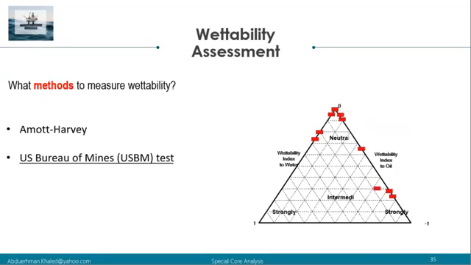And the second method is the USBM test. A centrifuge spins the core sample at stepwise increasing speeds, and the sample starts at irreducible water saturation in a water-filled tube. After several spin rates, the sample reaches the residual oil saturation, and it is placed into an oil-filled tube for another series of measurements. It's the same idea: we have an index from +1 for strongly water wet to -1 for strongly oil wet.